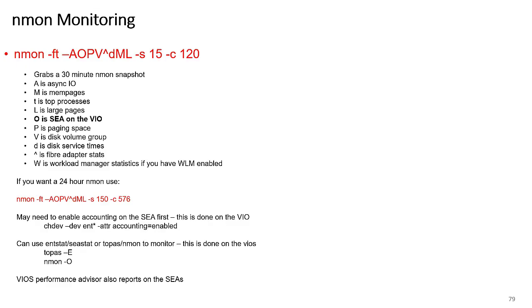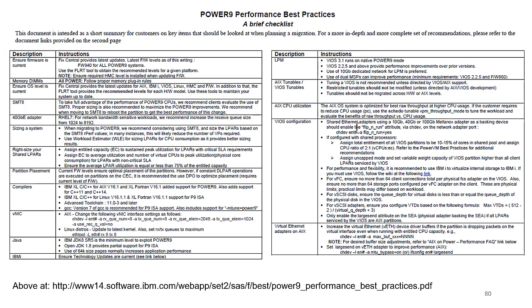In terms of monitoring, the tool that I use a lot is nmon, and the top nmon that you see in red is the one that I use for a quick 30-minute nmon snapshot, and I've got a description of all the flags there. And then the one that I run all the time, 724, is the one where I have a snapshot every 150 seconds and I take 576 of them. And lastly, I want to point you to the Power9 Performance Best Practices document. IBM has this published. There's also a Power8 version of it, and it has a lot of tips in here for you.